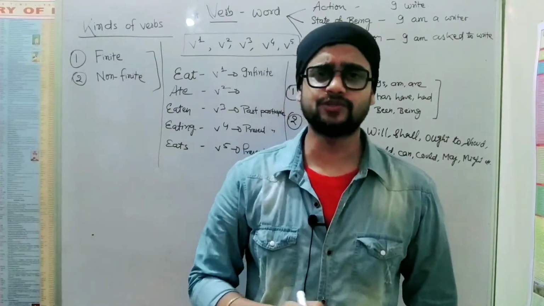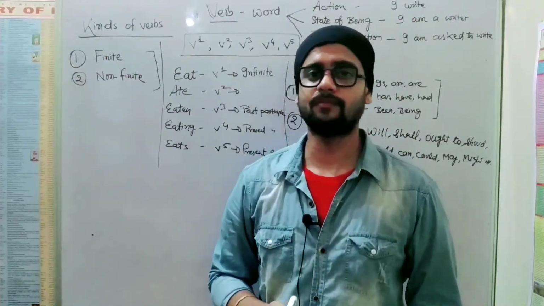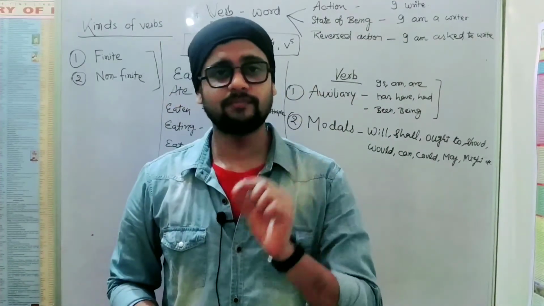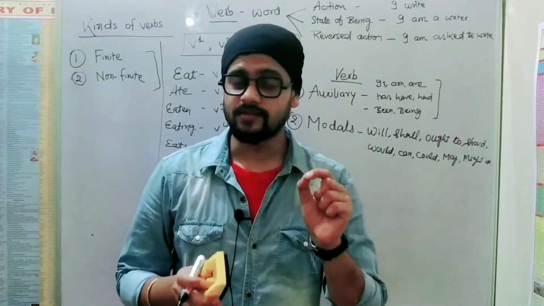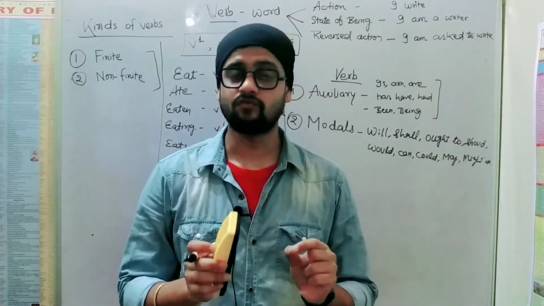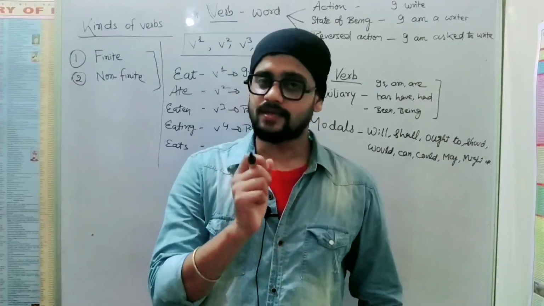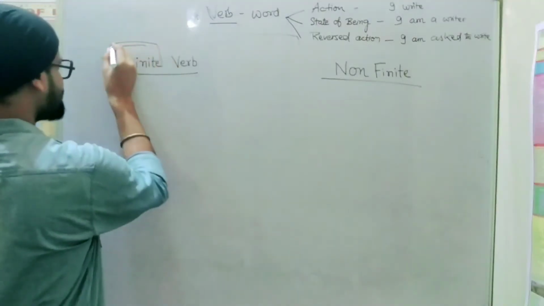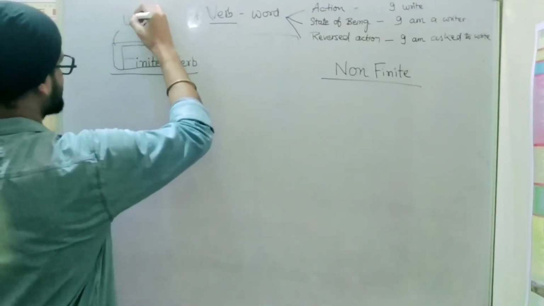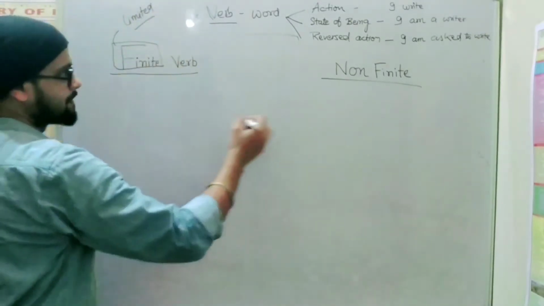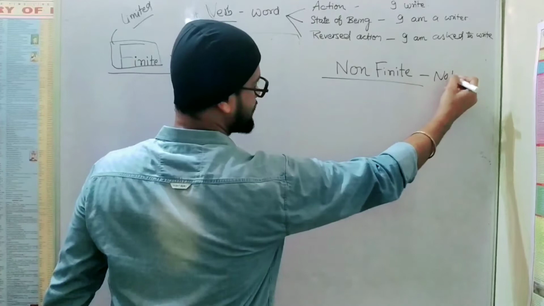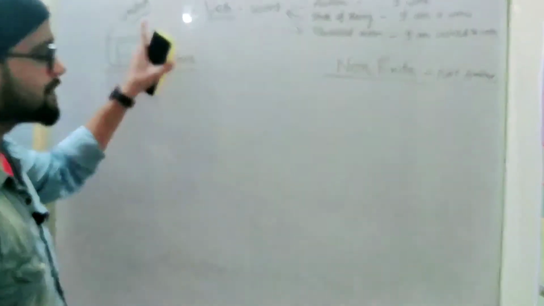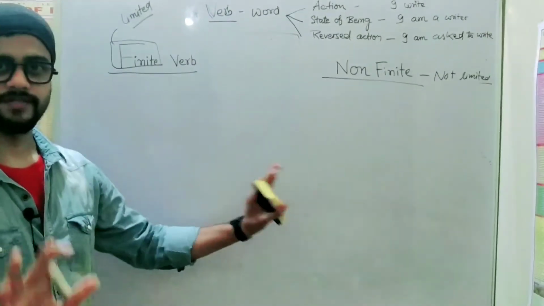So the main thing that I'm going to teach you is related to finite and non-finite verb, because this is very important. And let me also tell you, if I talk about verb, this is a very important chapter in your English. Make sure you understand this chapter very well. If you do not understand, it will be problematic for you. So let us understand what is finite verb and what is non-finite verb. This word finite means limited. Non-finite means not limited. Correct me if I'm wrong. Finite means limited, non-finite means not limited, correct?